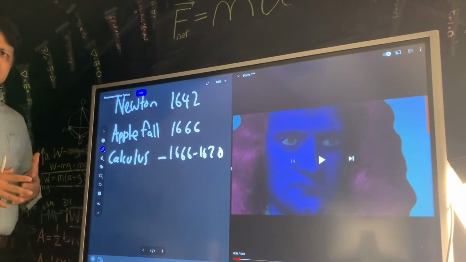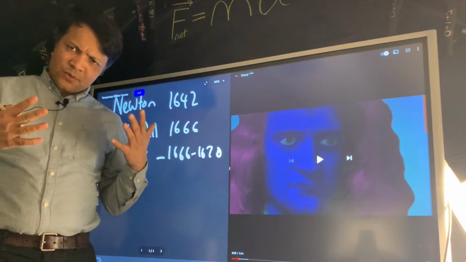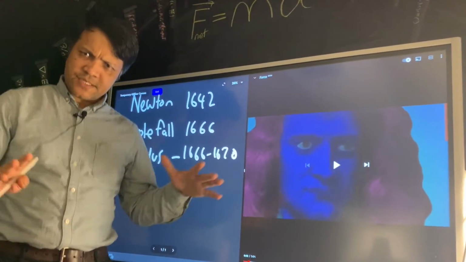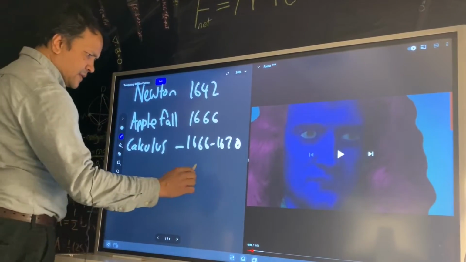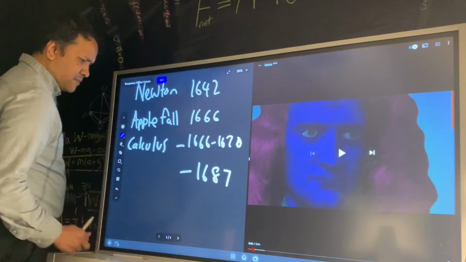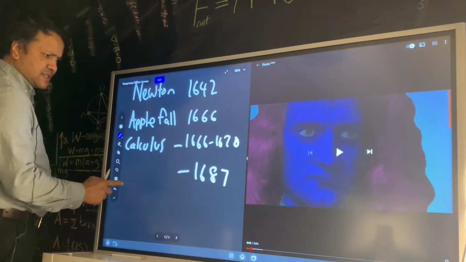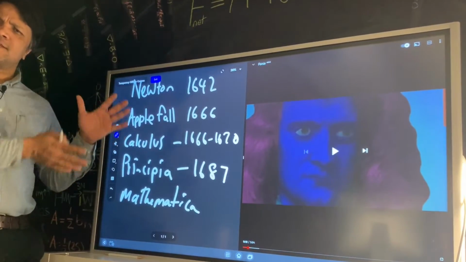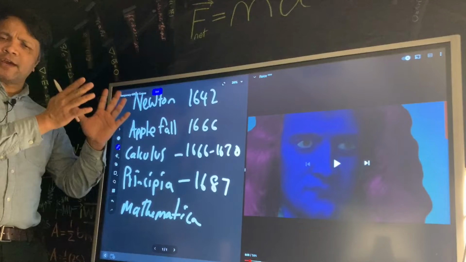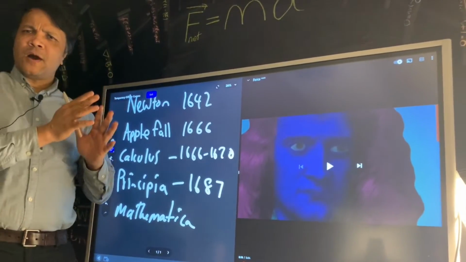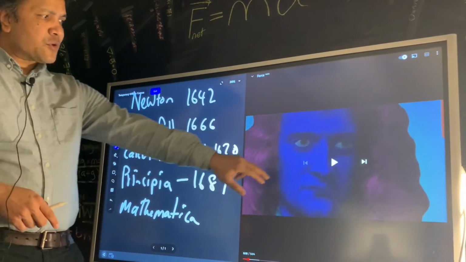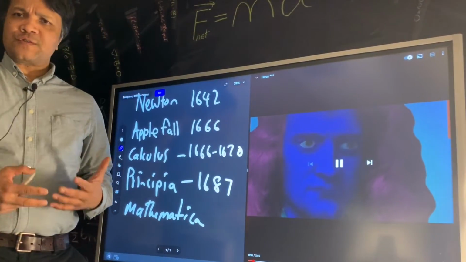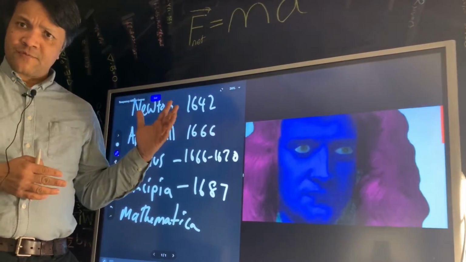He published his work. He used calculus to lay the foundation of physics, and he published a book in 1687, and the book's name is the Principia. Newton also used calculus to write what we now call Newton's laws of motion. Today I'm going to go over Newton's 3 laws of motion, and I'm going to give you some examples.